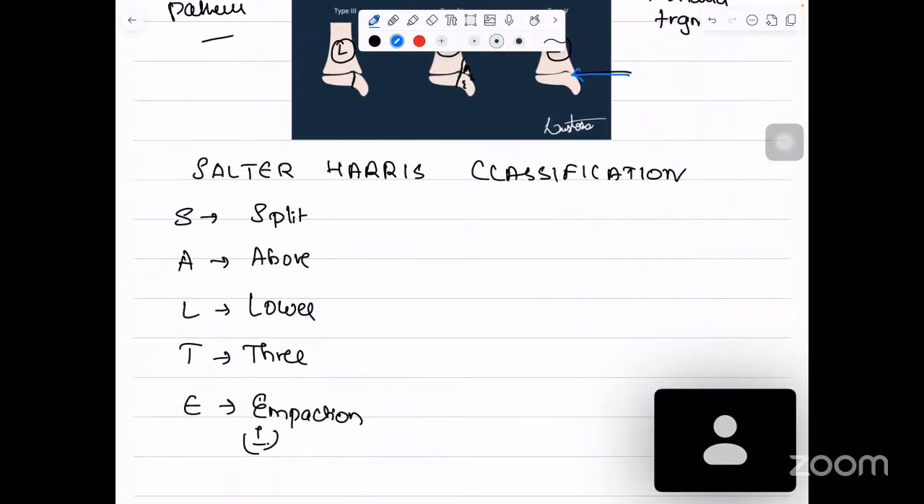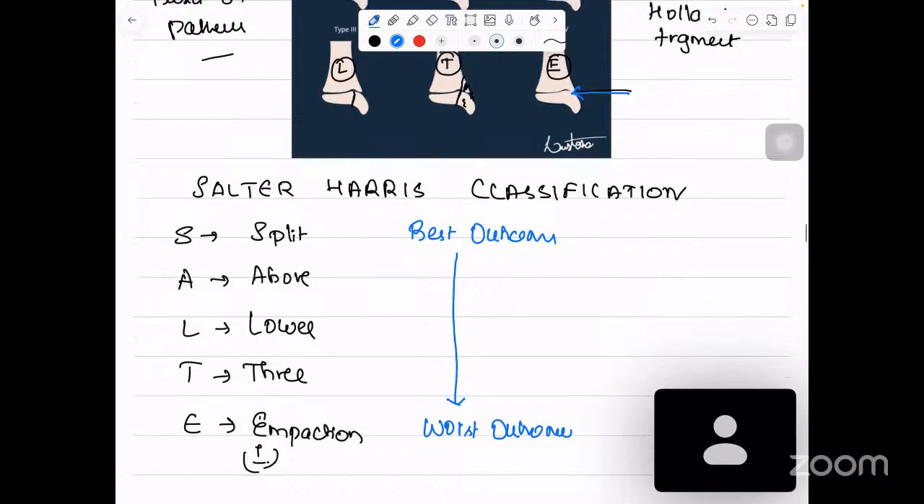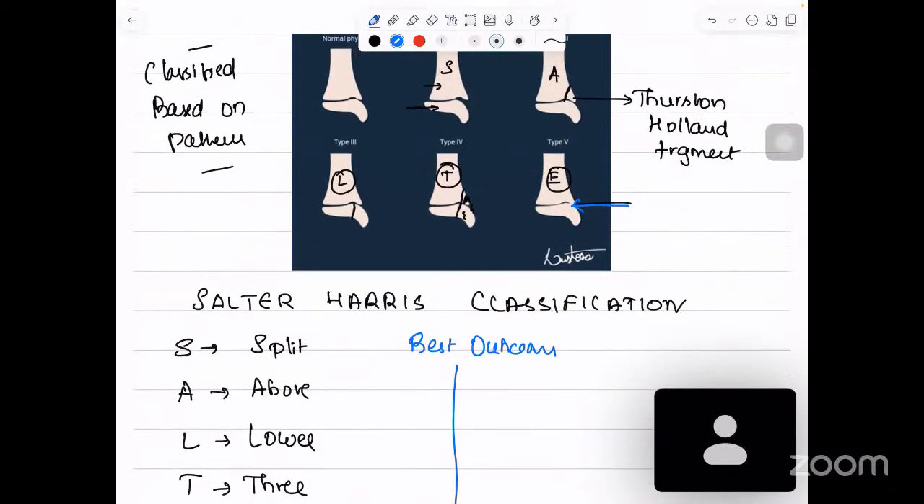Which one has the best outcome? If you see, the split has the best outcome, and all the way, the impaction has got the worst outcome. Okay, so the best outcome is seen with the split, whereas impaction has got the worst outcome. Now if you take an X-ray, you can see either a split or a fracture, something you can identify.